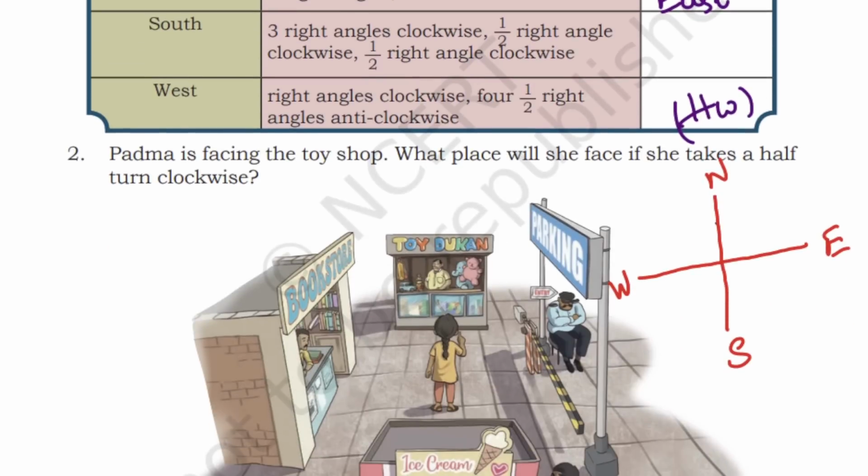Okay, so first from south, three right angles clockwise. First right angle, second right angle, third right angle clockwise. Next, half right angle clockwise. This is the full right angle, so half you will be ending up here in the center. This is the halfway. Again half, one more half right angle, so that makes a full angle. So we are ending up with south.